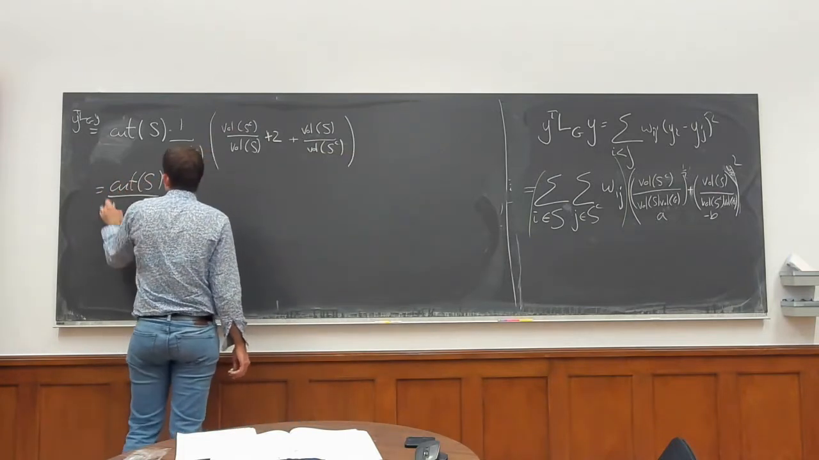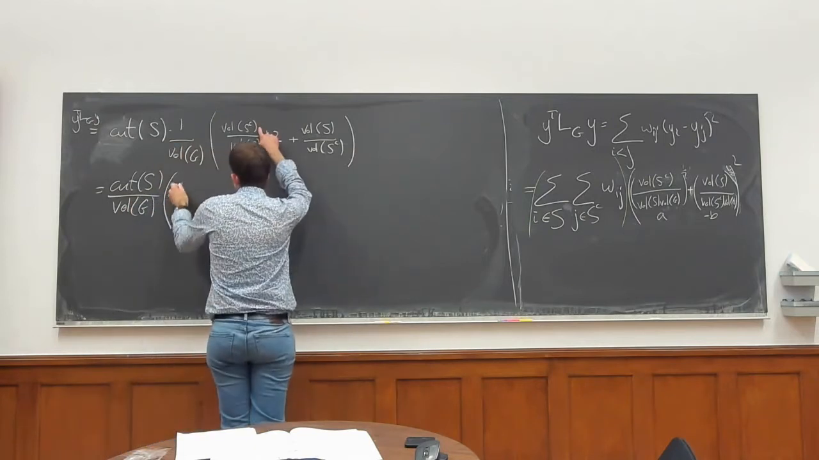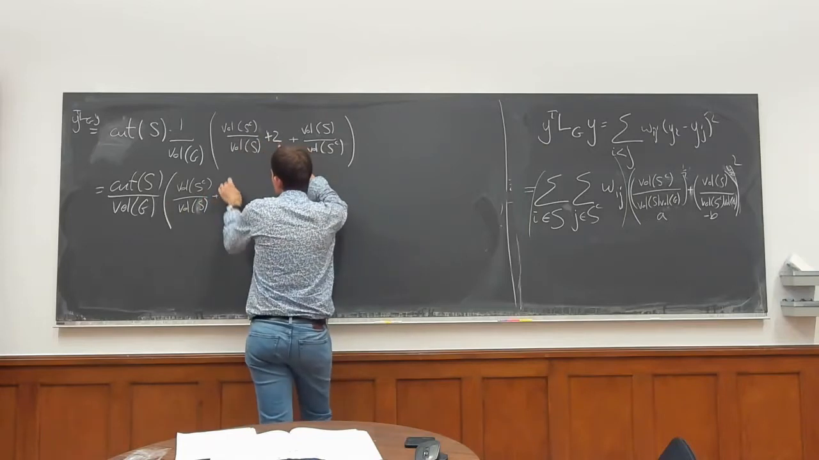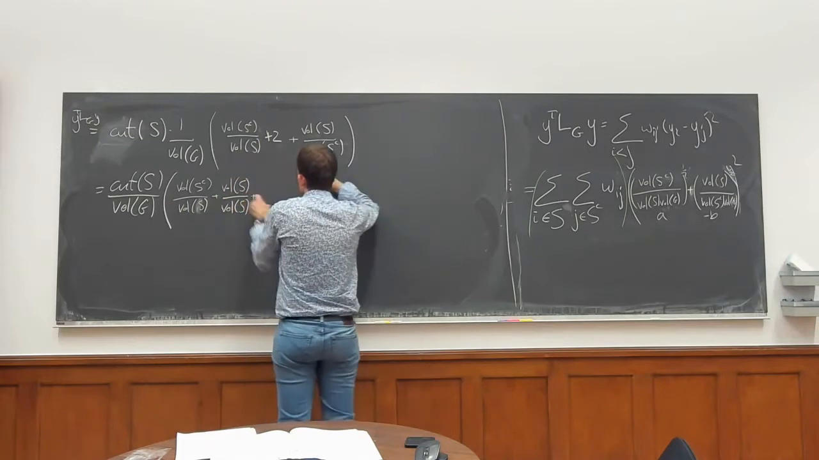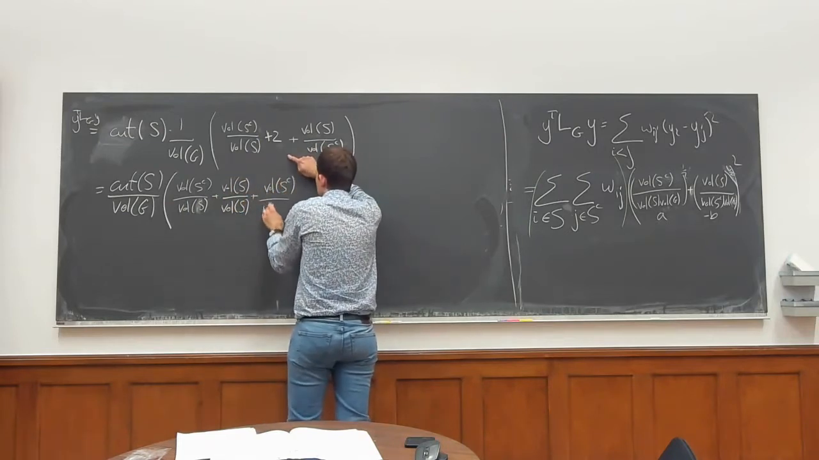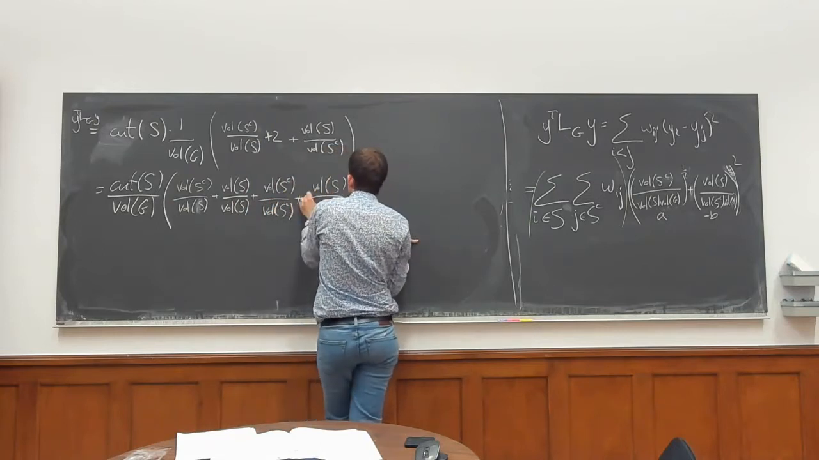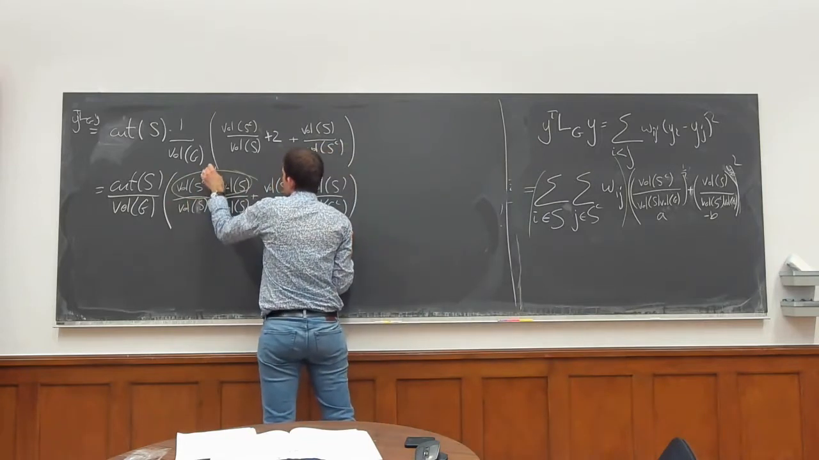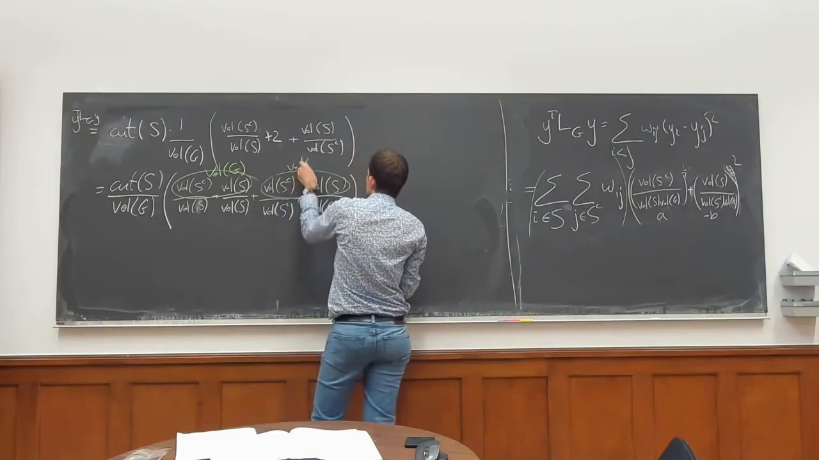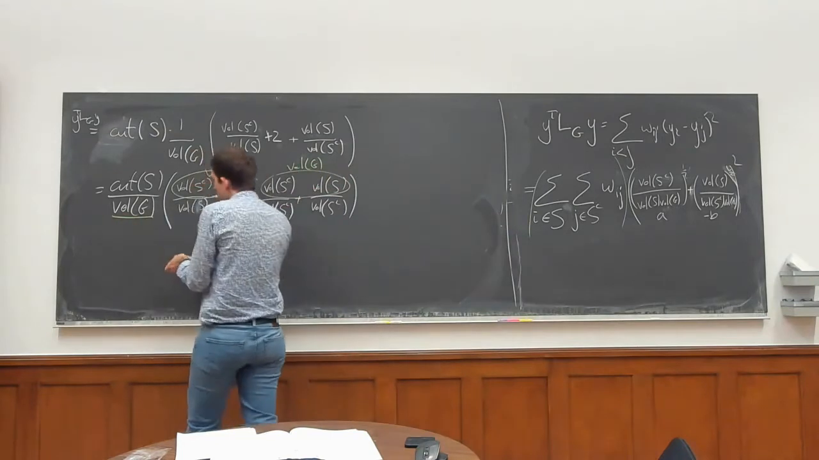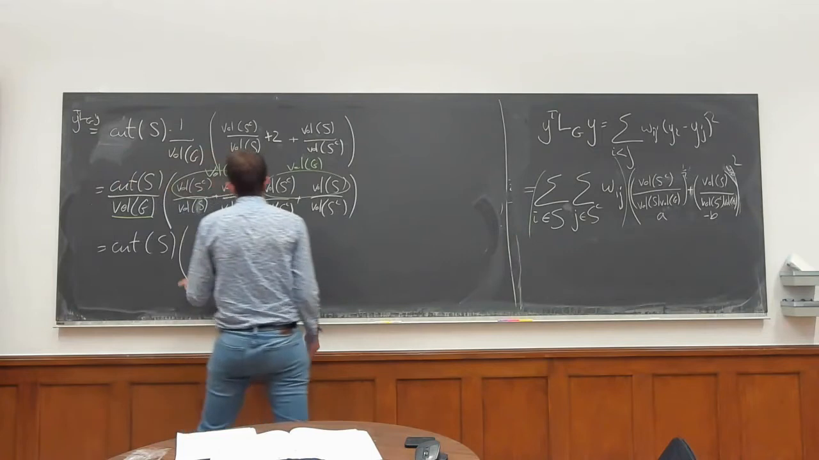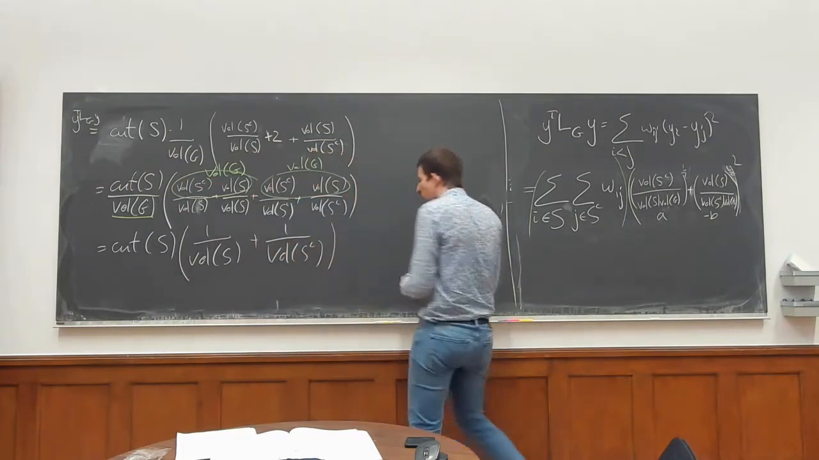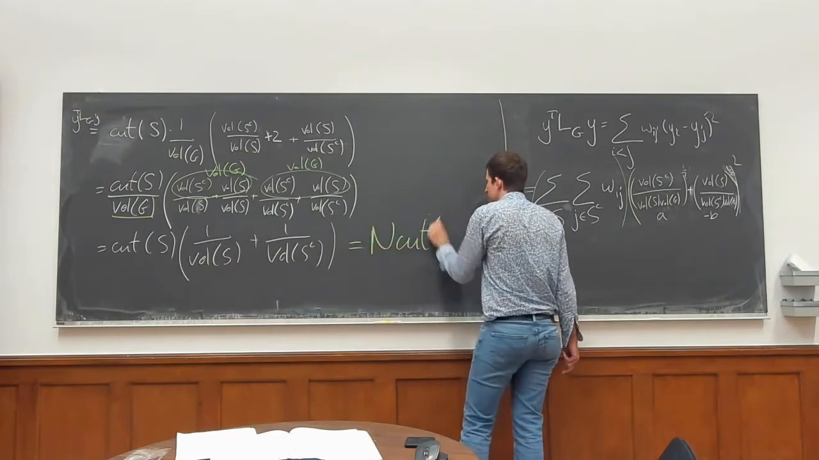So I get cut of S, volume of G. Now, I have volume S complement over volume of S, plus, now one of these ones is going to give me a volume of S over volume of S, another one of the ones is going to give me a volume of S complement over volume of S complement, and then I get volume of S over volume of S complement. Okay, now what do I have? These have the same numerator, and this is just volume of G. Same thing for here. So this will cancel with that one over here. And so really what I have is just cut of S times 1 over volume of S plus 1 over volume of S complement. Not by accident, but this is exactly n cut for S.